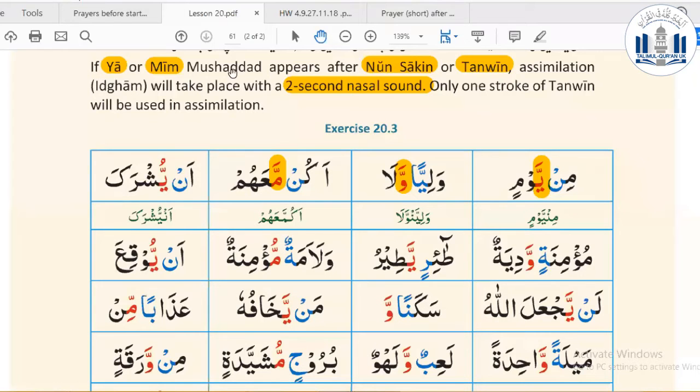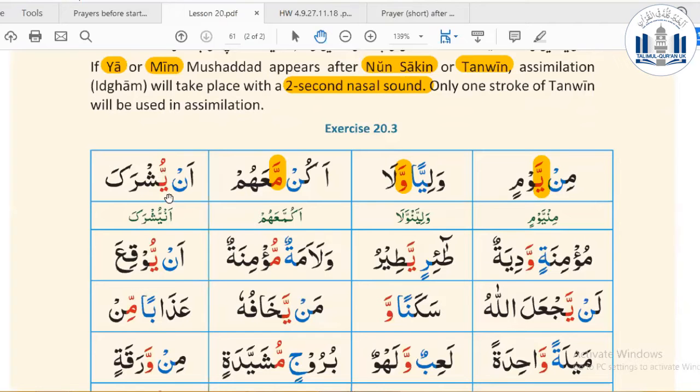If ya or waw mushaddad, this is supposed to be waw. If ya or waw mushaddad appears after noon sakin or tanween, then idgham will take place with a 2-second nasal sound. Excellent, well done. So that's the rule.